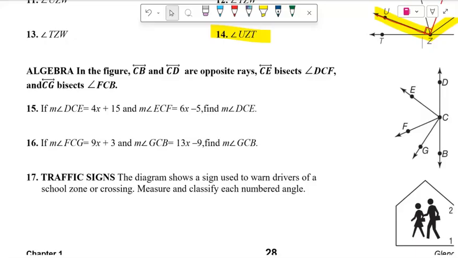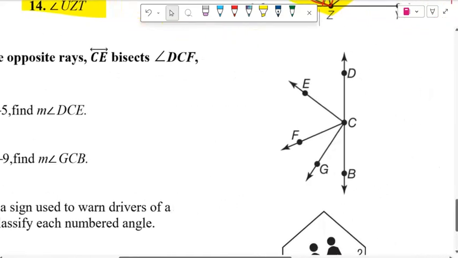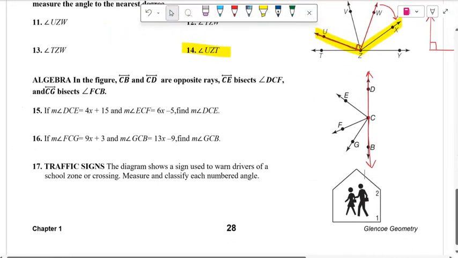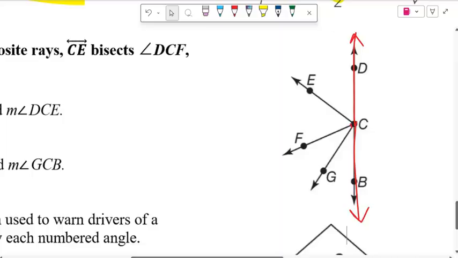Yeah, exactly. So opposite rays are two rays that share an endpoint, right? Two rays that share an endpoint. So CD and CB are opposite rays. CE bisects angle DCF. Okay, so we're getting a lot of information here.